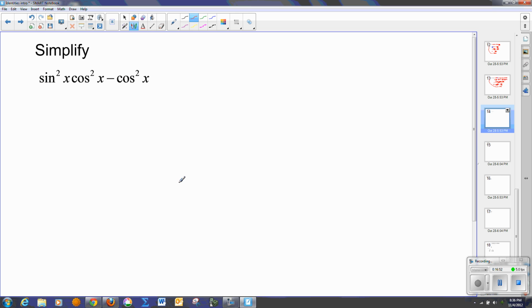It looks like I'm going to have a whole bunch of Pythagorean identities, but before I do that, I notice in this problem, I have a cosine squared in common. I'm going to factor and pull out a cosine squared. That leaves me with sine squared x minus 1.